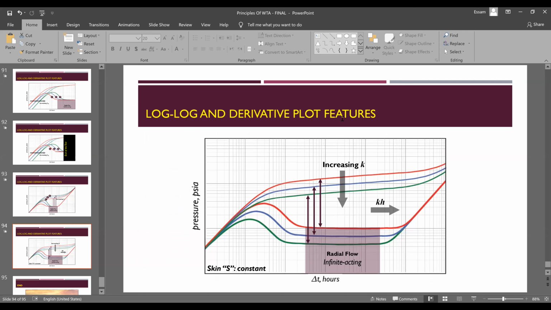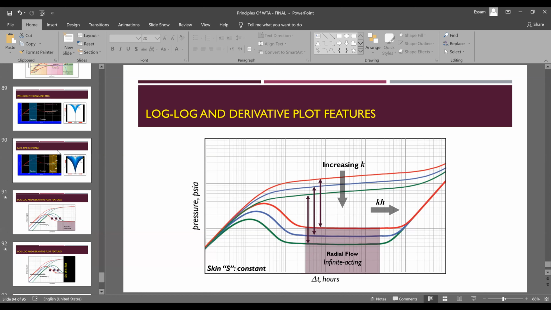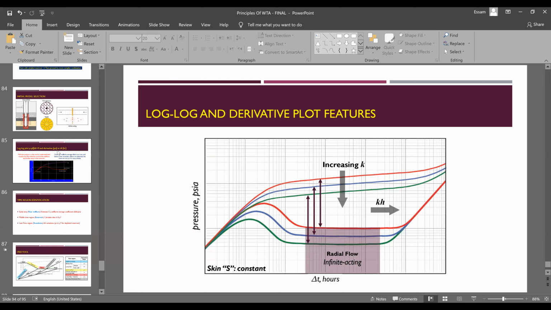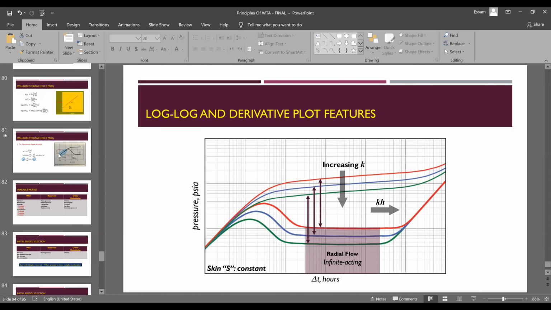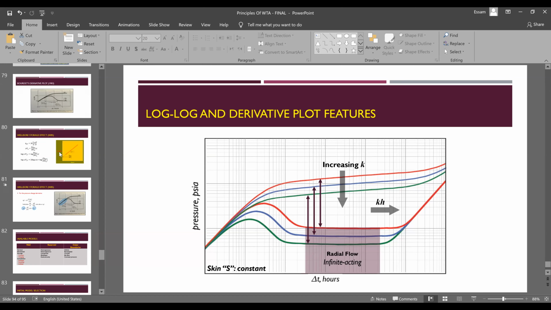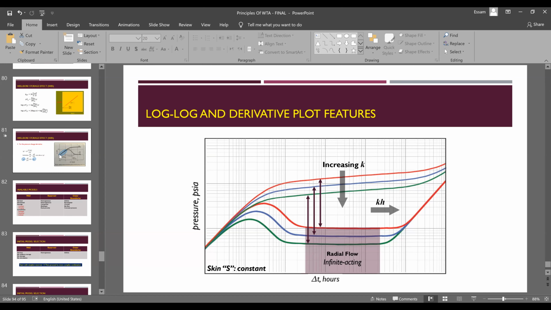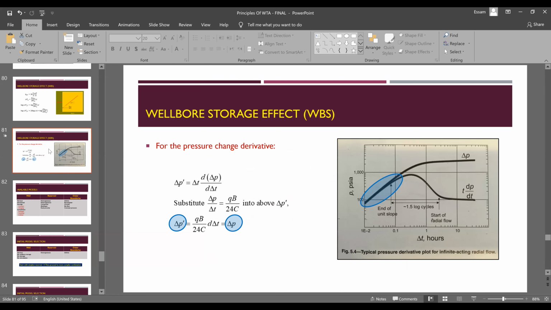Good afternoon, Dr. Essam. I have a question on where you were talking about the IARF and wellbore storage. Can you please explain again? You were saying that it's after you start the infinite acting radial flow that you're able to obtain valuable information going forward, right? So, let me see, maybe this one you are talking about?